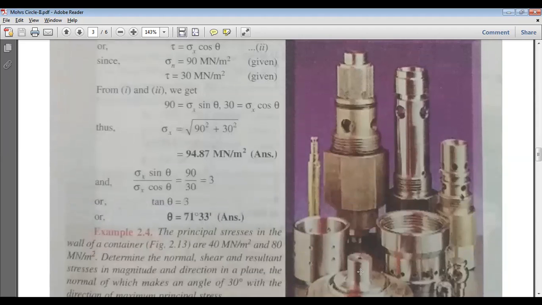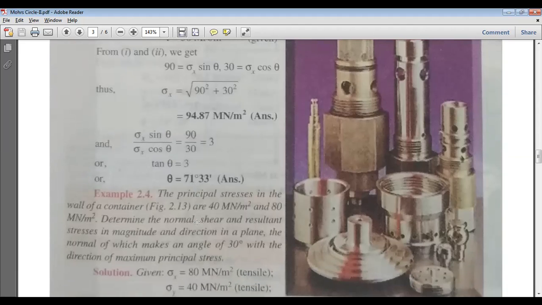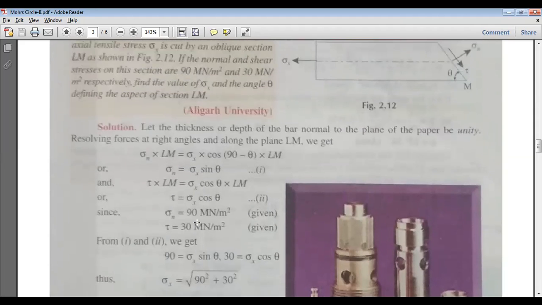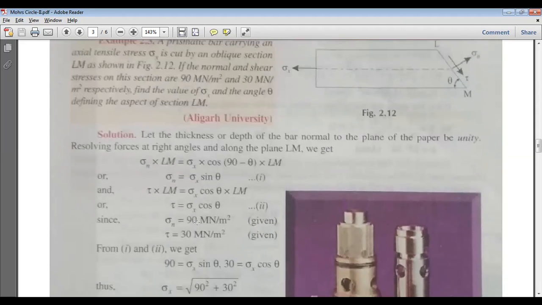We know that tan theta, where theta is the angle of inclination of the plane, will be sigma n by tau, normal stress divided by tangential stress. So 90 by 30 is 3, so tan theta is equal to 3. This way theta comes to 71 degrees 33 minutes. So this was the concept of how we proceed and solve with the help of the analytical method.